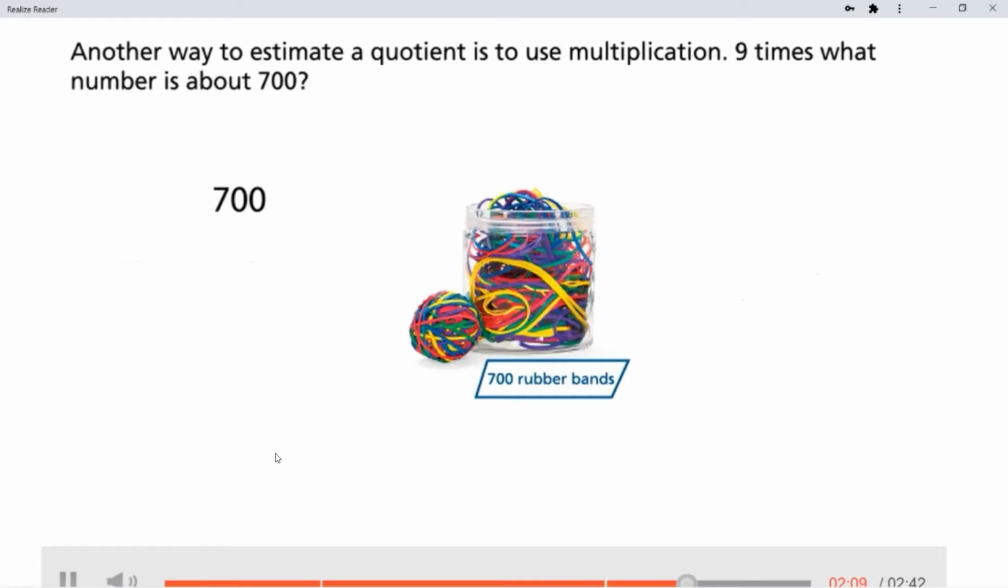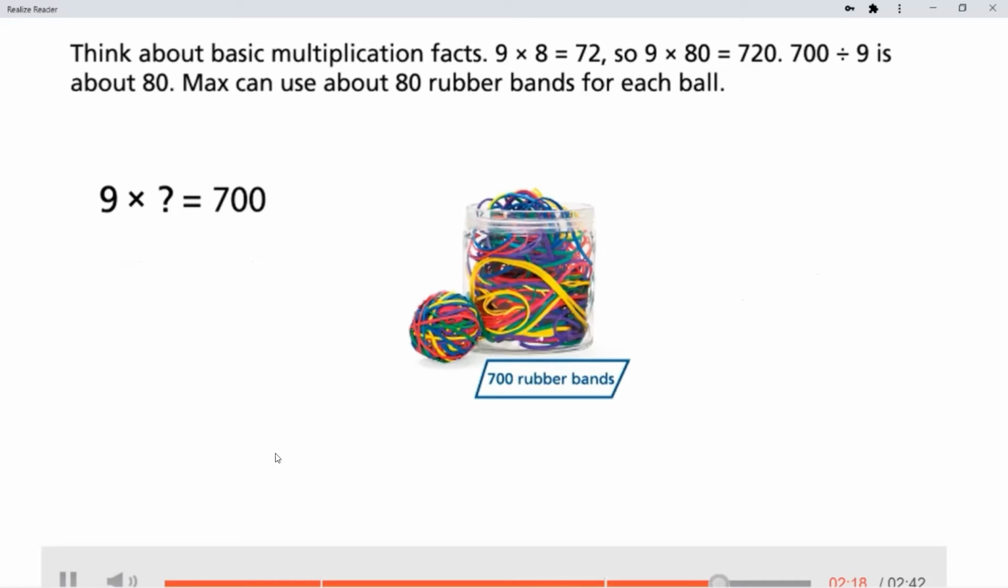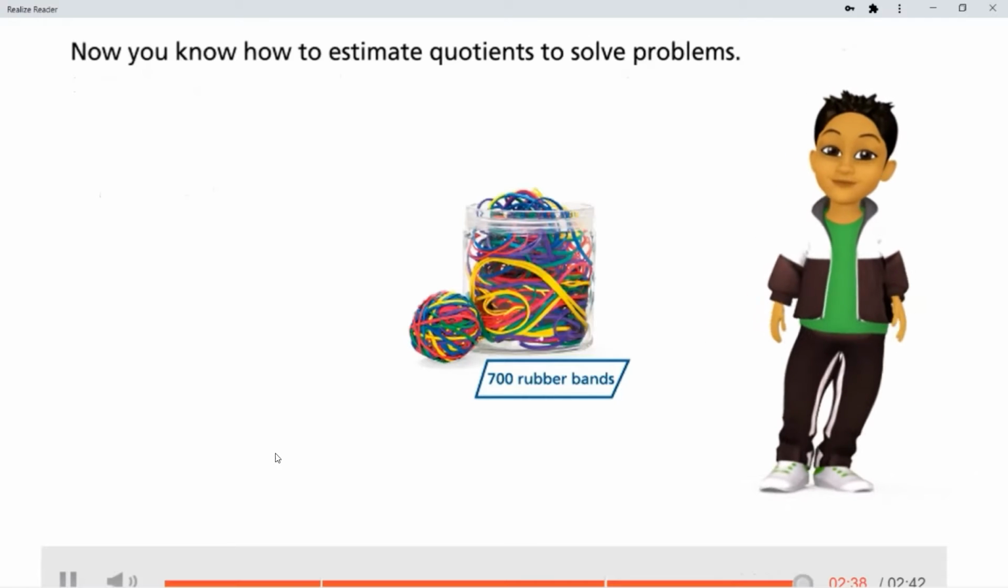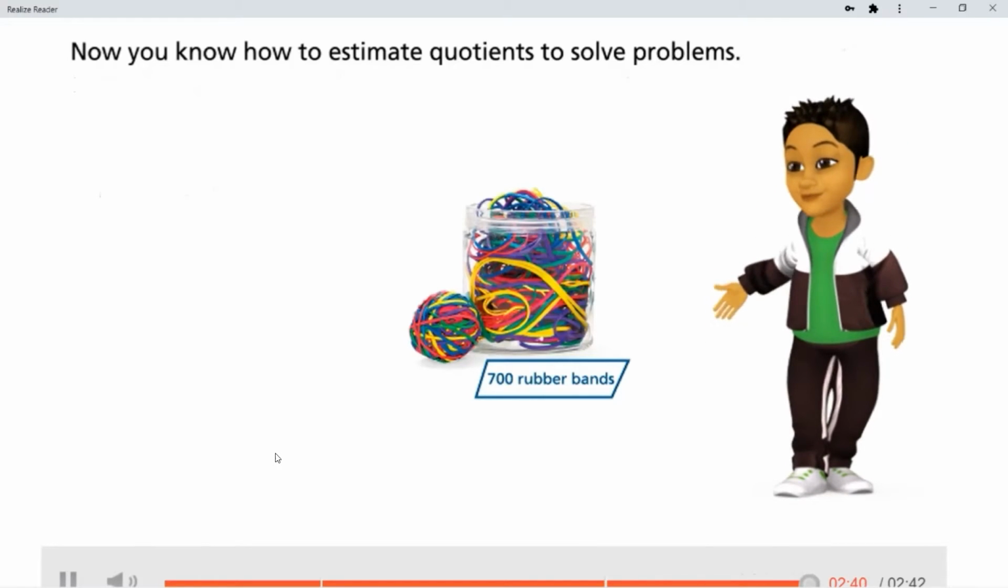Another way to estimate a quotient is to use multiplication. 9 times what number is about 700? Think about basic multiplication facts. 9 times 8 equals 72. So 9 times 80 equals 720. 700 divided by 9 is about 80. Max can use about 80 rubber bands for each ball. Now you know how to estimate quotients to solve problems.